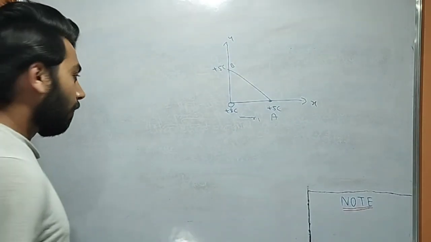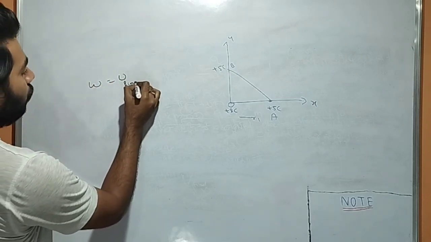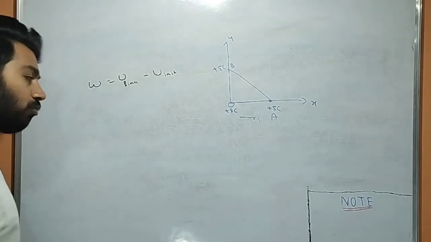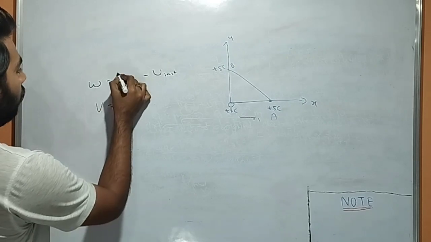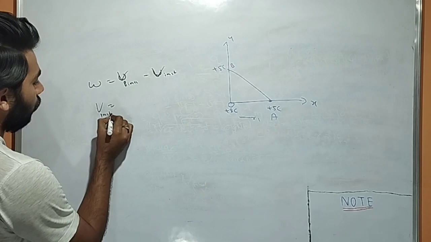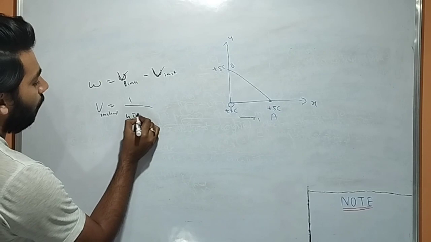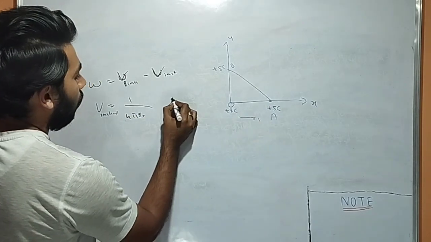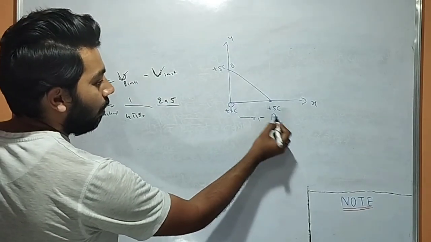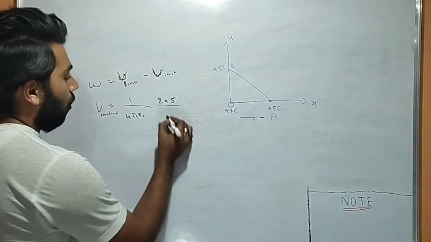How will the work done be written? Work done is equal to final potential minus initial potential. First of all, the initial potential. What is the initial potential? This is point A. At this point, the initial potential will be 1 by 4 pi epsilon naught, and the charges are 2 and 5, so 2 into 5, divided by the distance r. You can take the distance as anything. You can take r.